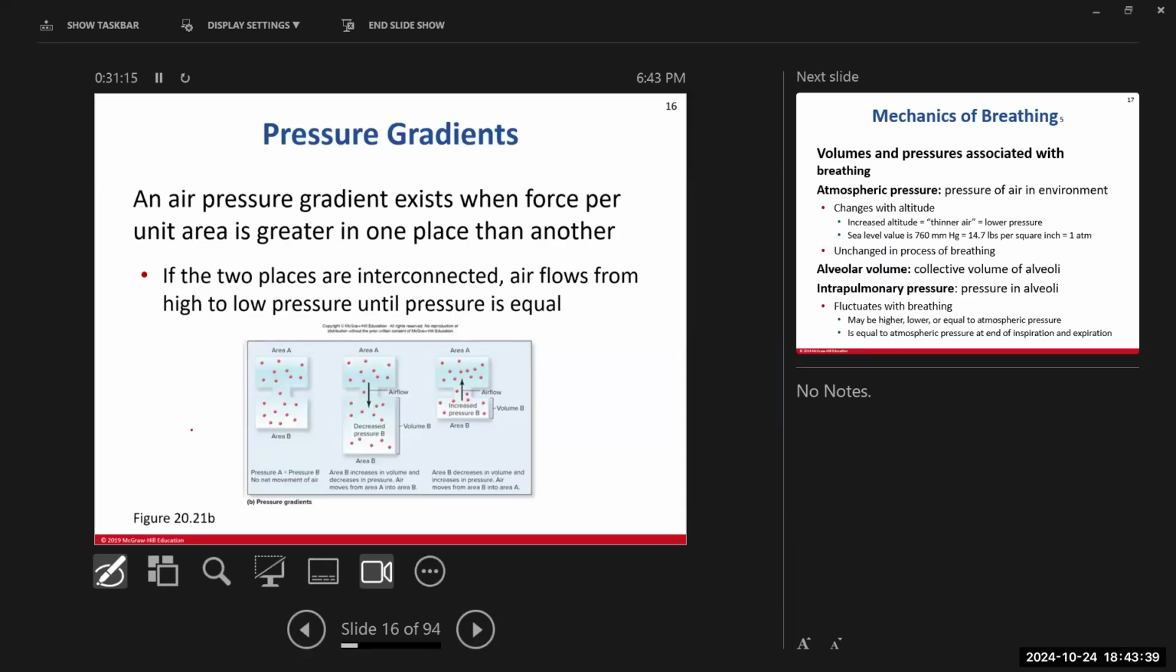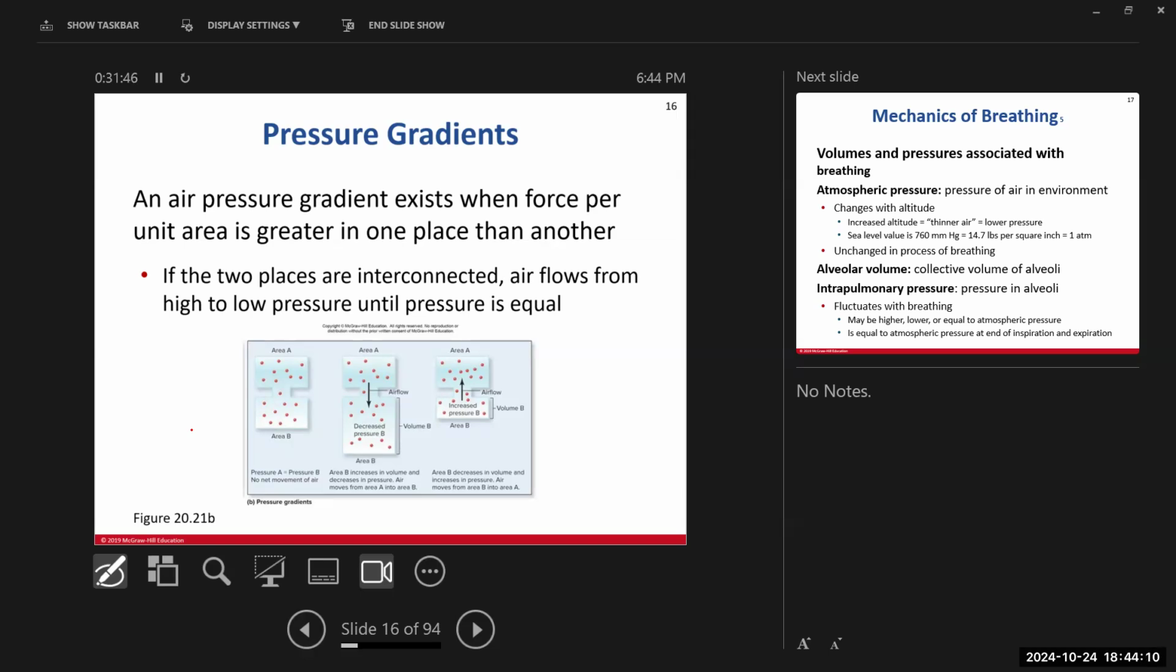An air pressure gradient exists when force per unit area is greater in one place than another. We saw that in the heart, all right, when blood was moving from one chamber to the next. Right, we saw that there was a difference in the pressure, and so the blood went from an area of high pressure to low pressure. Well, guess what? You're going to see the same thing here with air pressure. Air is going to go from an area of greater pressure to an area of low pressure. And so that's what you're seeing here.